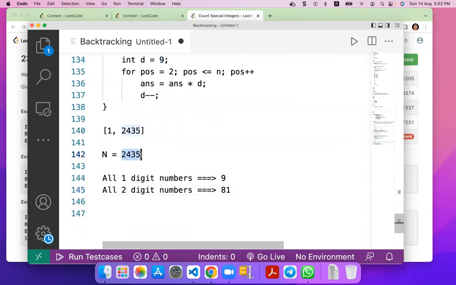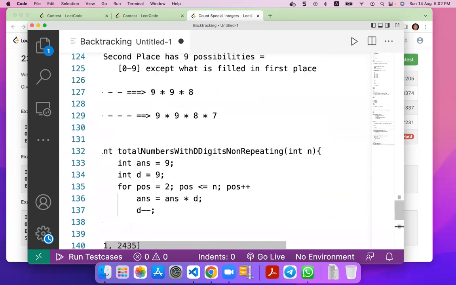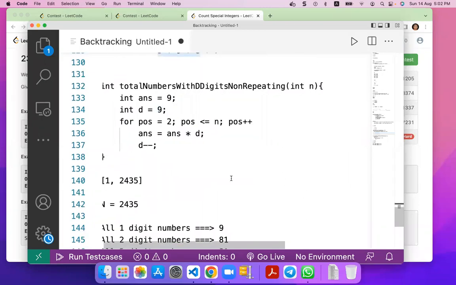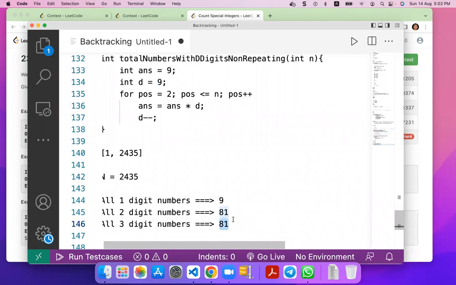For this number, should we consider all three-digit numbers also? Yes. Same way, all three digits also we can take, because up to three-digit numbers, everything is smaller than this. So it is within our range. What will be this? 81 into 8, 648. So far, these many numbers we have found.